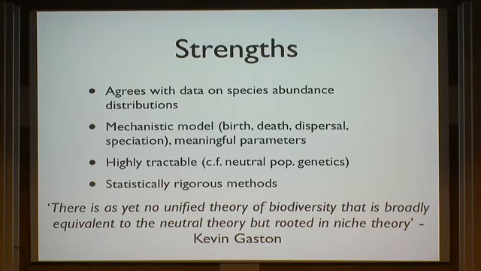And associated with this is the fact that there are statistically rigorous methods for comparing the model with data. The model gives you an explicit algorithm to compute the probability of getting a sample containing a certain vector of abundances. So we have a full likelihood function, and it's rather expensive to compute, but in principle it can be done. So ecologists like Kevin Gaston, who's no natural friend of neutral theory, acknowledge that it has very broad scope, and that there's no equivalently ambitious theory within niche theory.